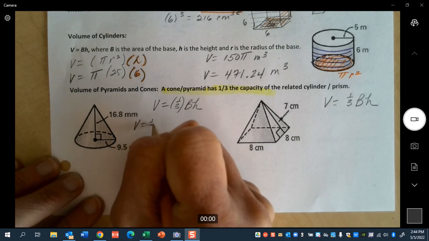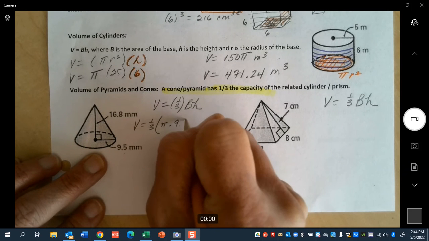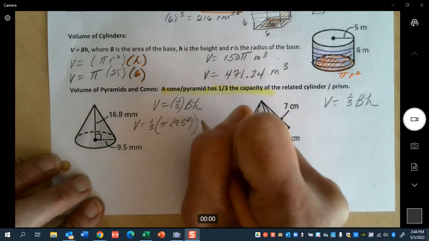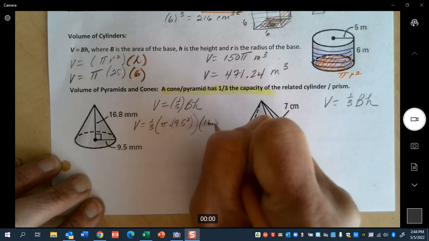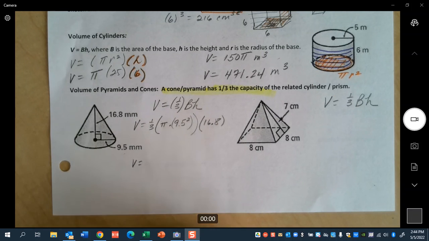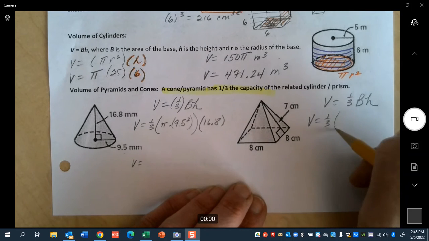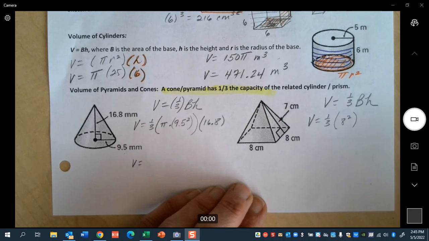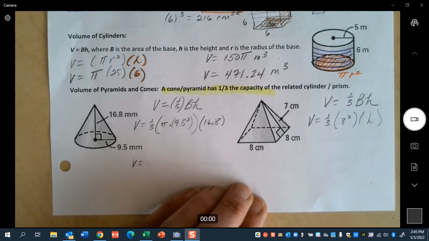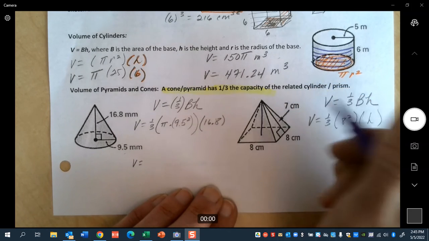So my volume here is 1/3. My area of the base is pi times 9.5 squared. And then my height is 16.8. For my pyramid, my volume is equal to 1/3. The area of the base is 8 squared. And my height I don't have yet, because this is the height.